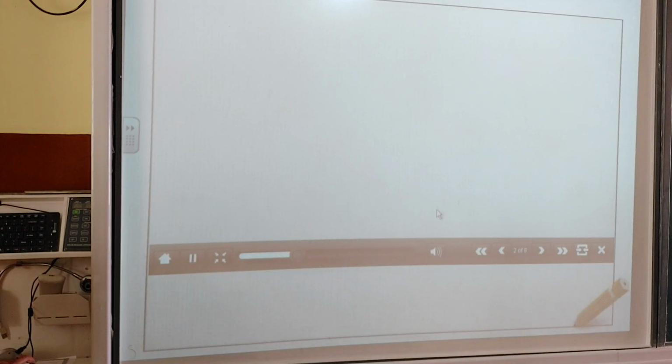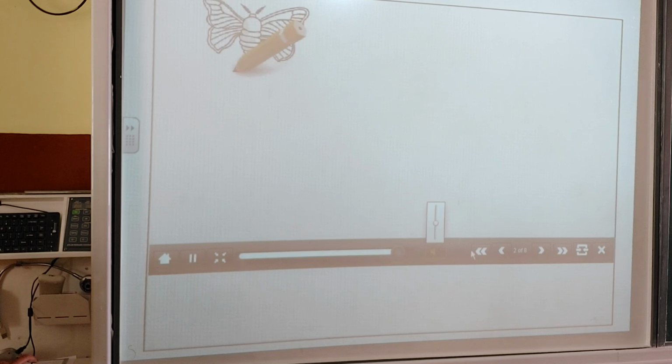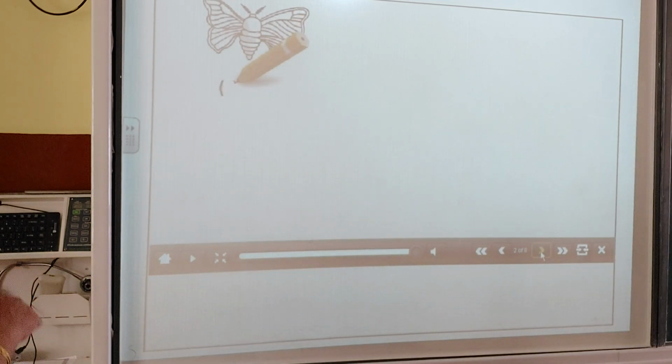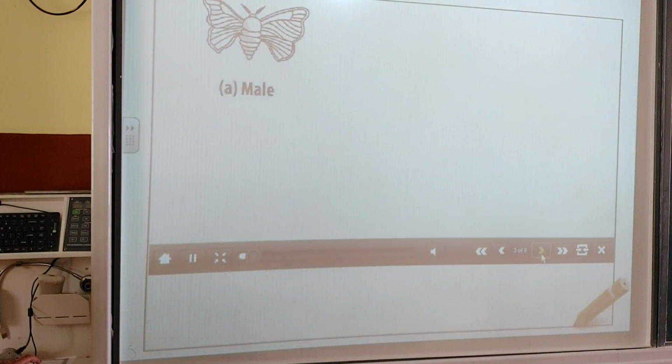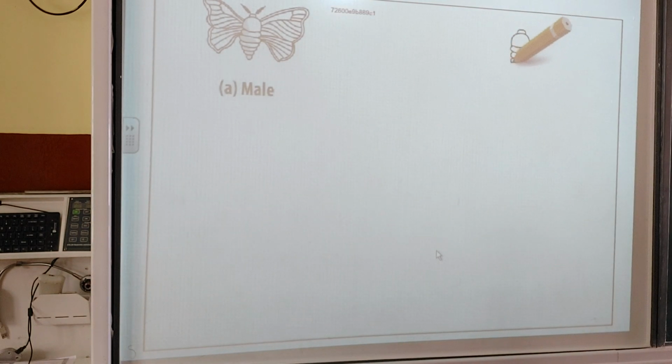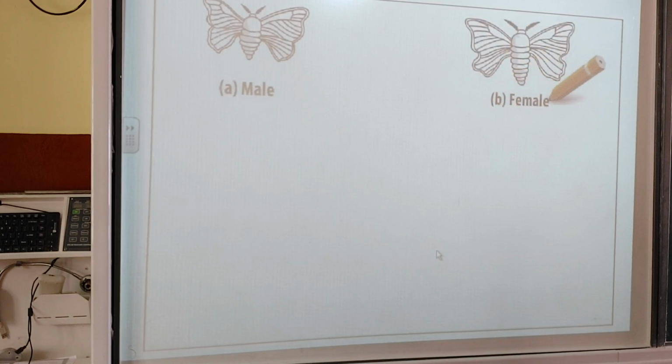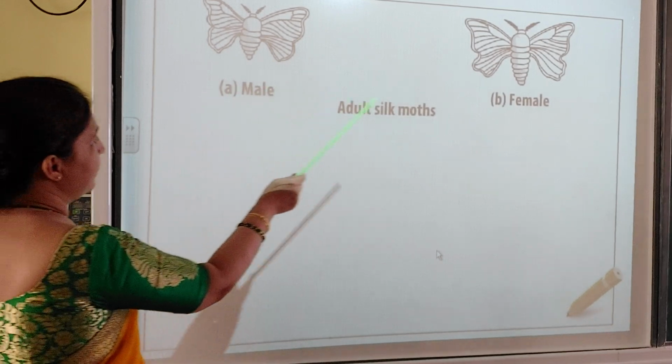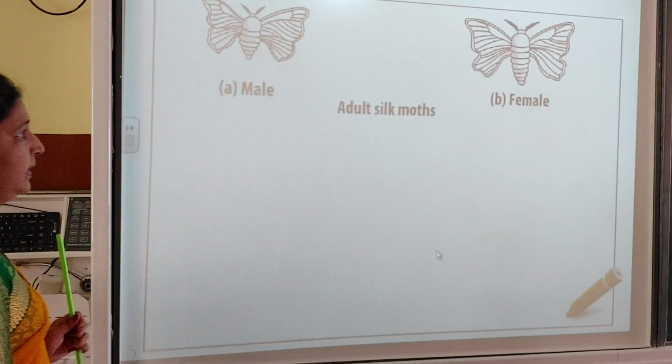Top left of the sheet, draw a moth and label it as A, male. To its right, at a distance, draw a similar but larger moth and label it as B, female. Also, label both moths as adult silk moths. So this is the male moth, this is the female moth. So you have to name them as adult silk moths.